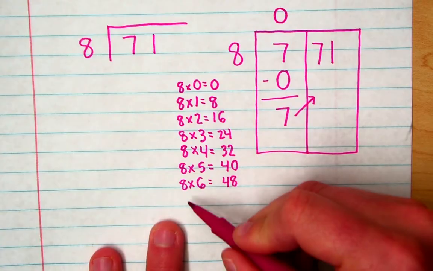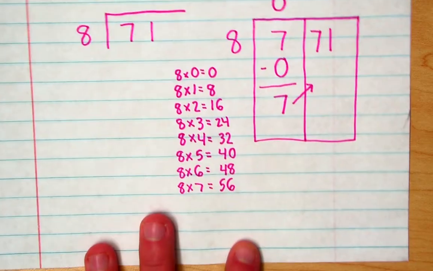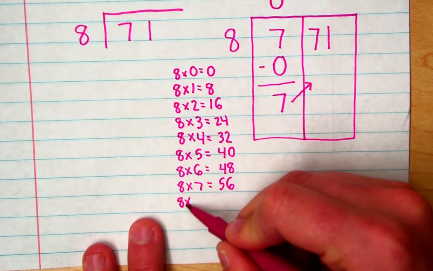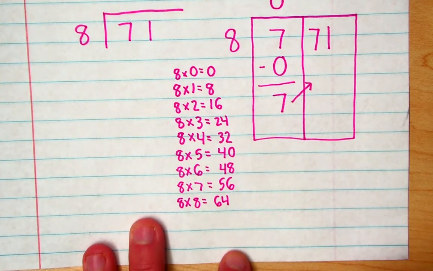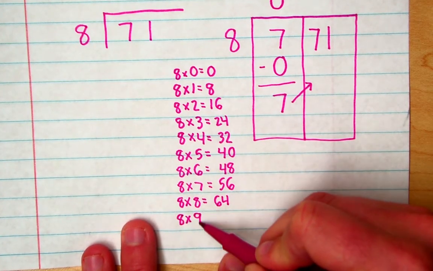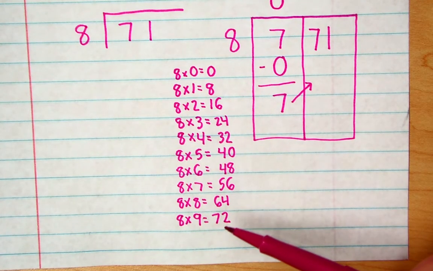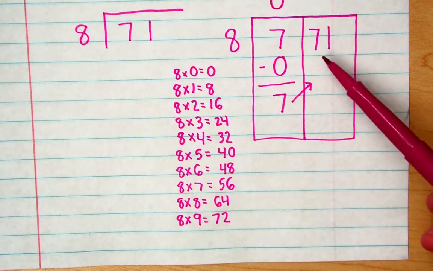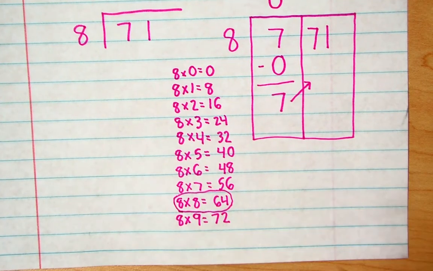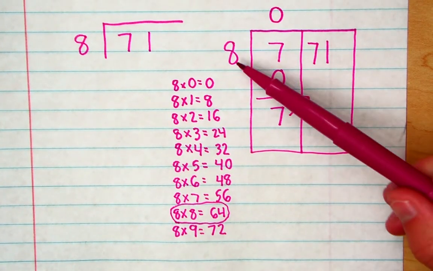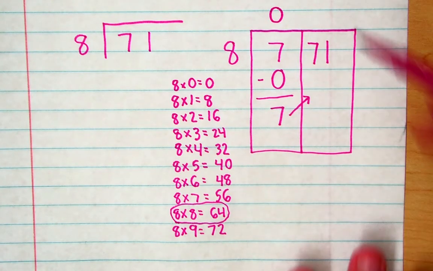Still not enough. 8 times 7 is 56. Still not enough. 8 times 8 is 64. I'm getting close, but still not enough. 8 times 9 is 72. Uh-oh. 72 has too much. I only need to get to 71. So I actually have to do groups of 8. Asking myself again, how many times does 8 go into 71 without going over? And that would be 8 times.